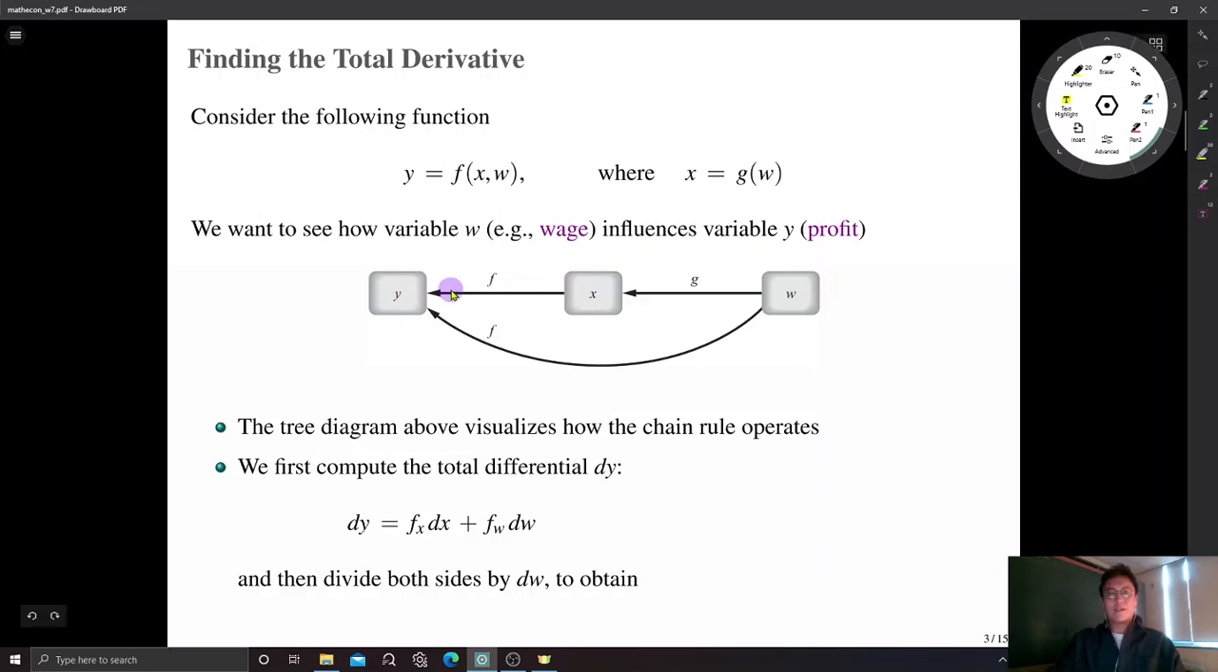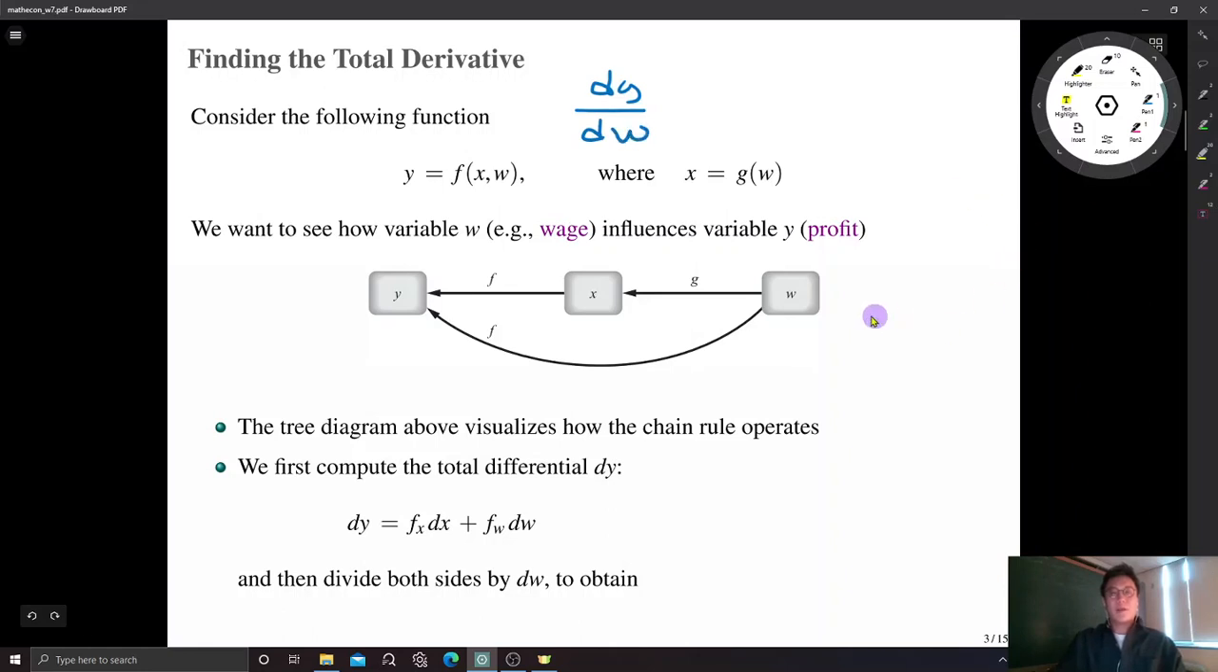All right. So with this economic application in hand, now let's consider what is the total derivative of y with respect to w.